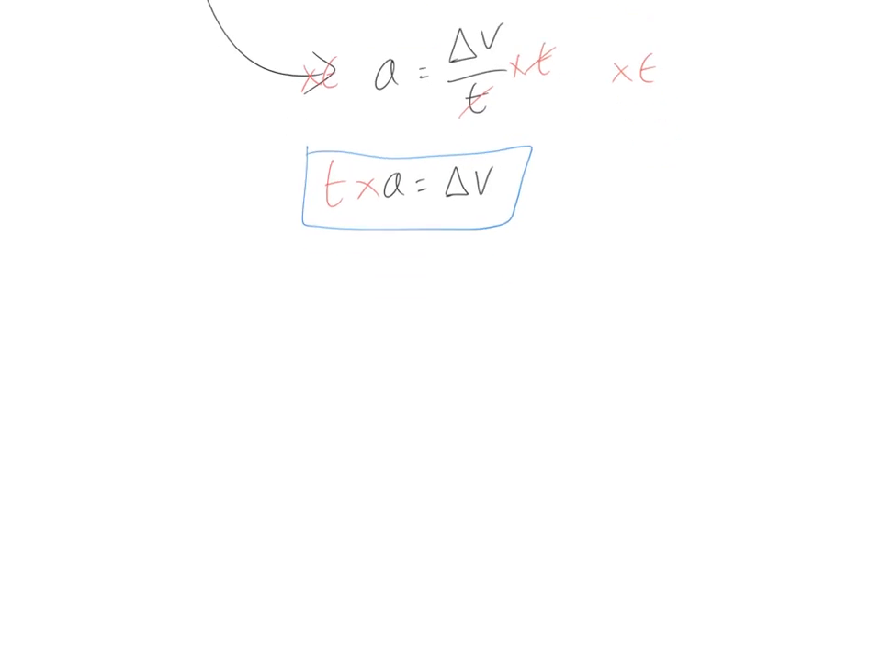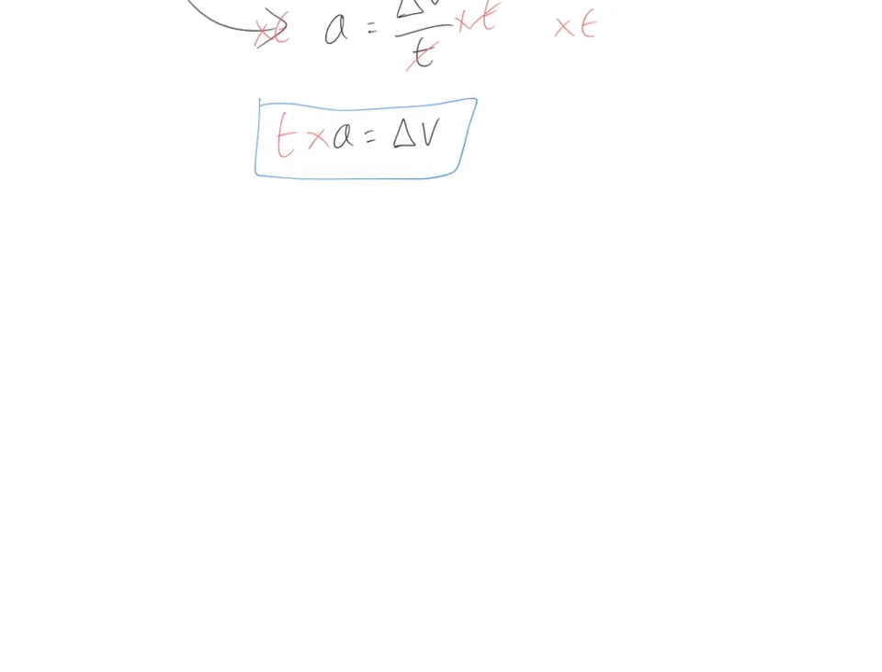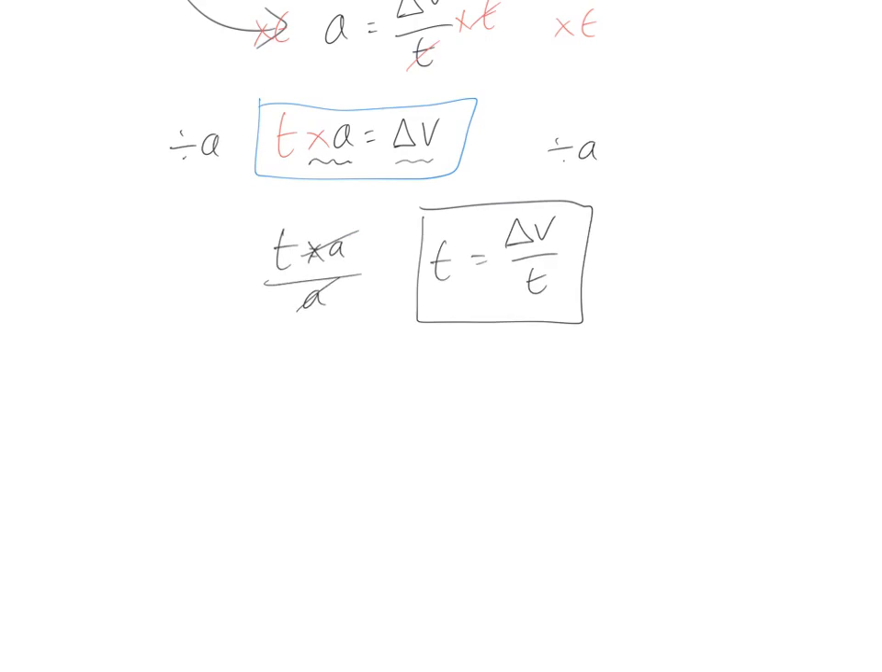And now, let's say we want to find the time, we need to just divide both sides by A, because we want the T by itself, and at the moment this is in the way. It's T times A divided by A, because we have to do it to both sides, they will cancel, just giving us T. And then we need to do the same to this side, so it'll be delta V over A. So that gives us our second equation.